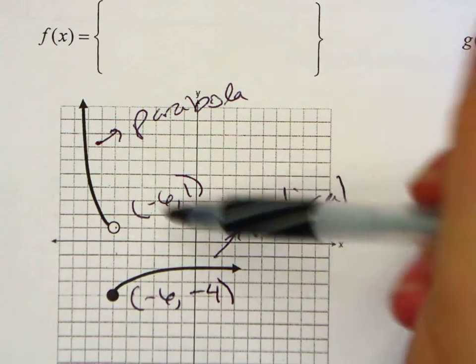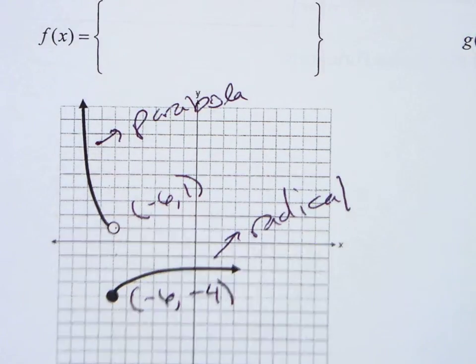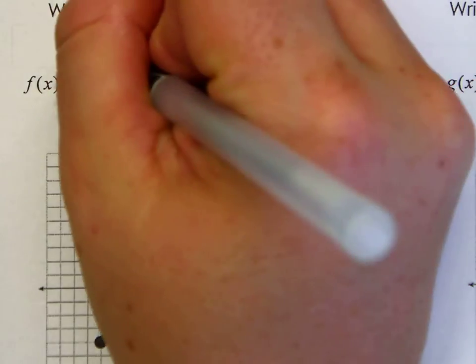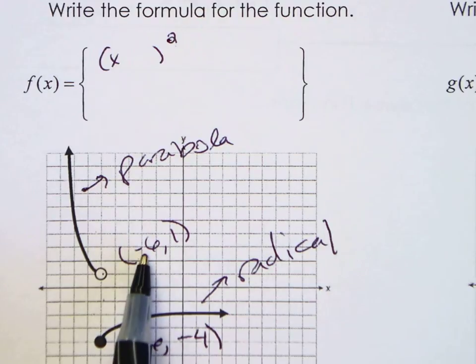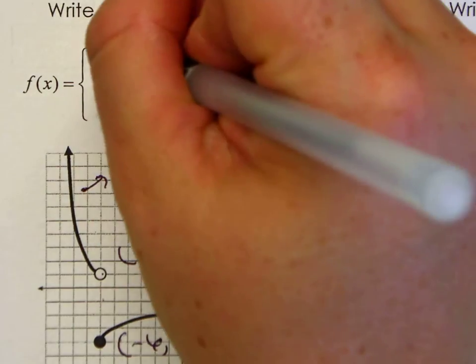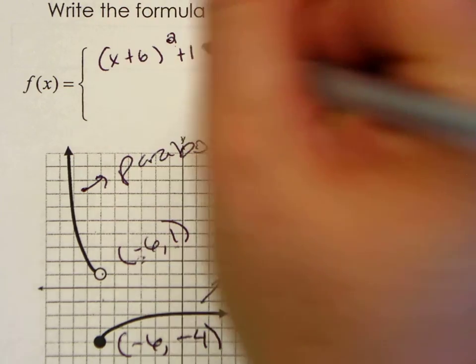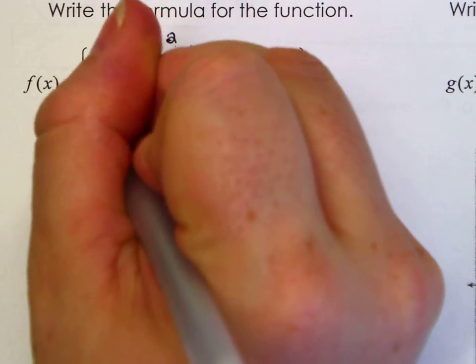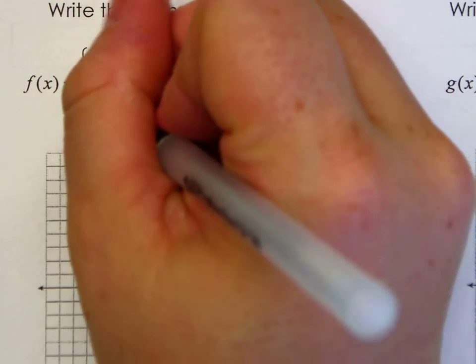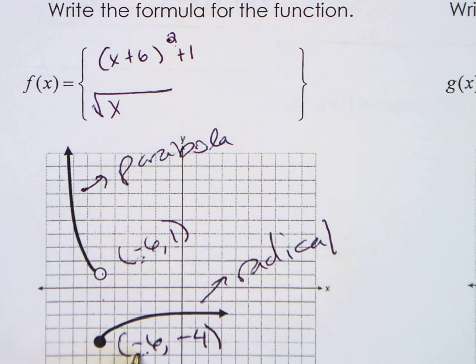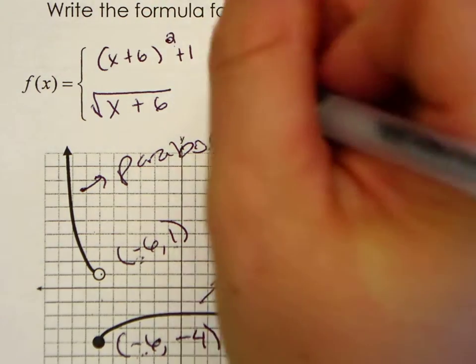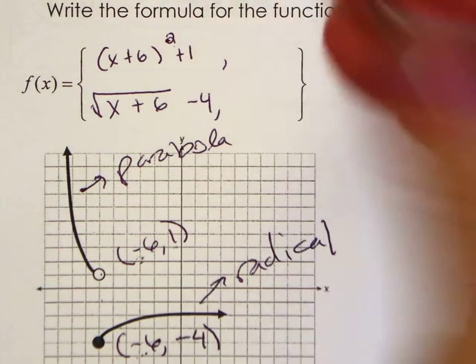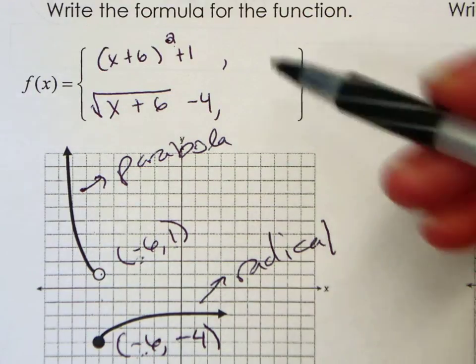Okay. So what's the equation of the parabola look like? It's got a square. So we have x squared. Change the sign of the x value. The y stays the same. So instead of minus 6, it becomes plus 6, plus 1. The radical looks very, very similar. We change the sign of the x value, plus 6. The outside stays the same, minus 4. Make sure that minus 4 is outside that radical symbol.